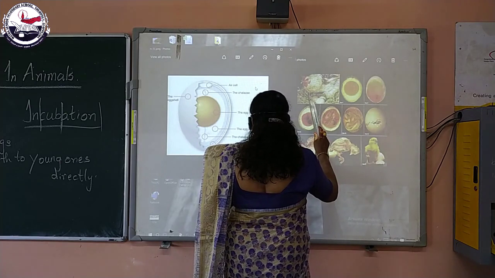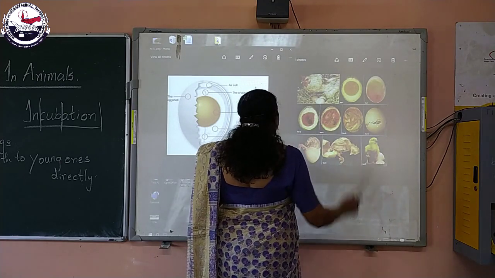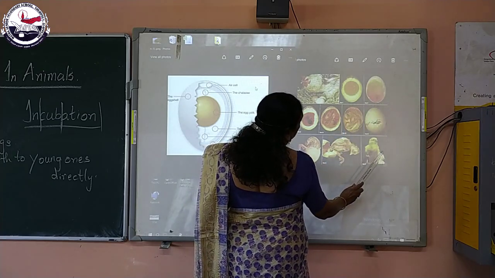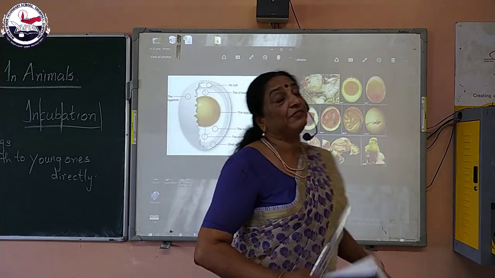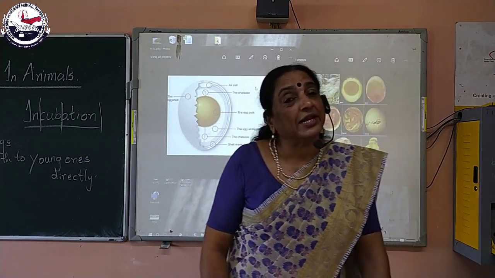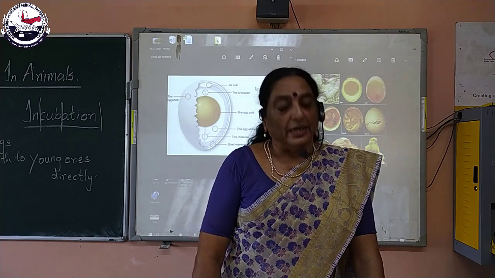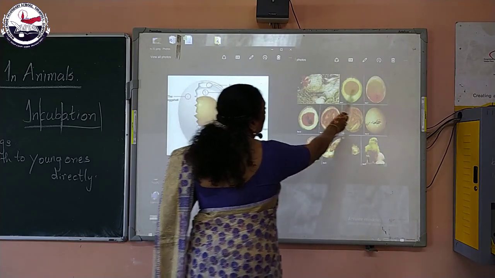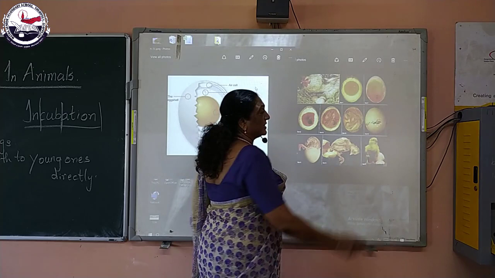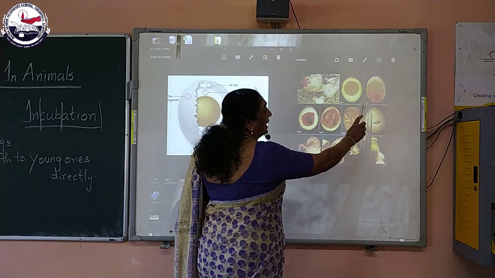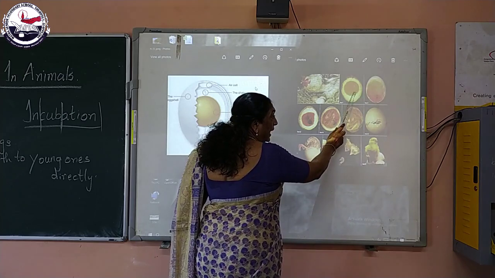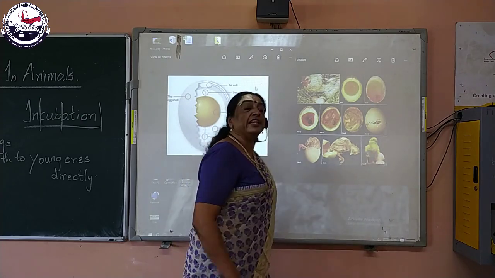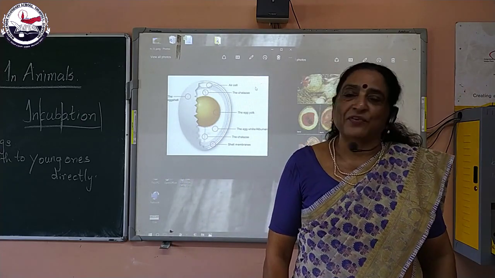So what is called a life cycle? The different stages of development from an embryo to a mature adult is called the life cycle of an animal. See the different stages of development of an animal? That is the chick. The different stages of the development of an animal from an embryo into a mature adult is called the life cycle of an animal.